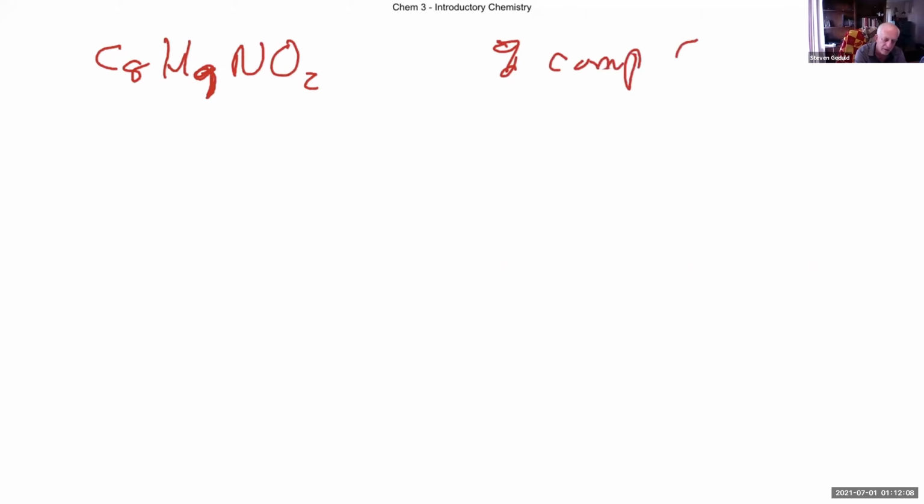C8H9NO2. Okay, and it wants to know the percent composition of carbon, hydrogen, nitrogen, and oxygen. So what percent of it is carbon, of hydrogen, etc. So we find the whole molecular weight. We have 8 carbons, 9 hydrogens, 1 nitrogen, and 2 oxygens.